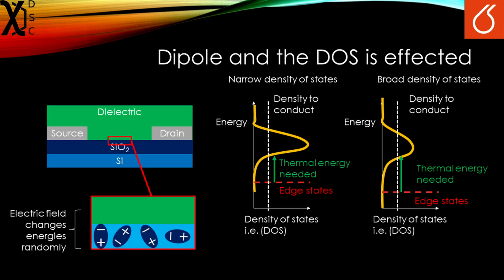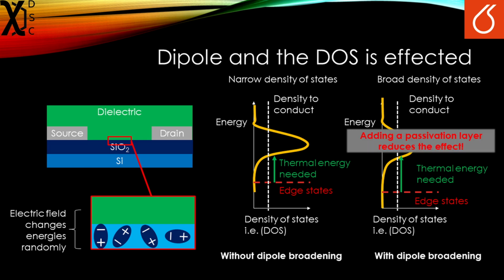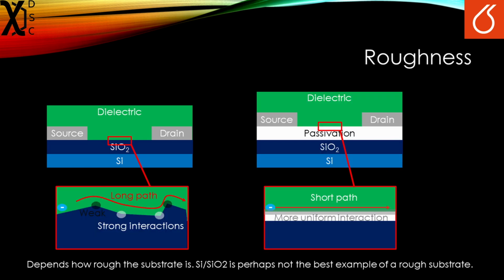The dipoles in the substrate, however, cause varied changes in energy via their electric field, and as such broaden the density of states. Adding a passivation layer reduces this effect. The improvement in conductivity can also be due to a reduction in roughness of the substrate. Of course, this depends on the substrate used and how rough it is. However, roughness can affect the way the substrate and the deposited dielectric interact, broadening the density of states.